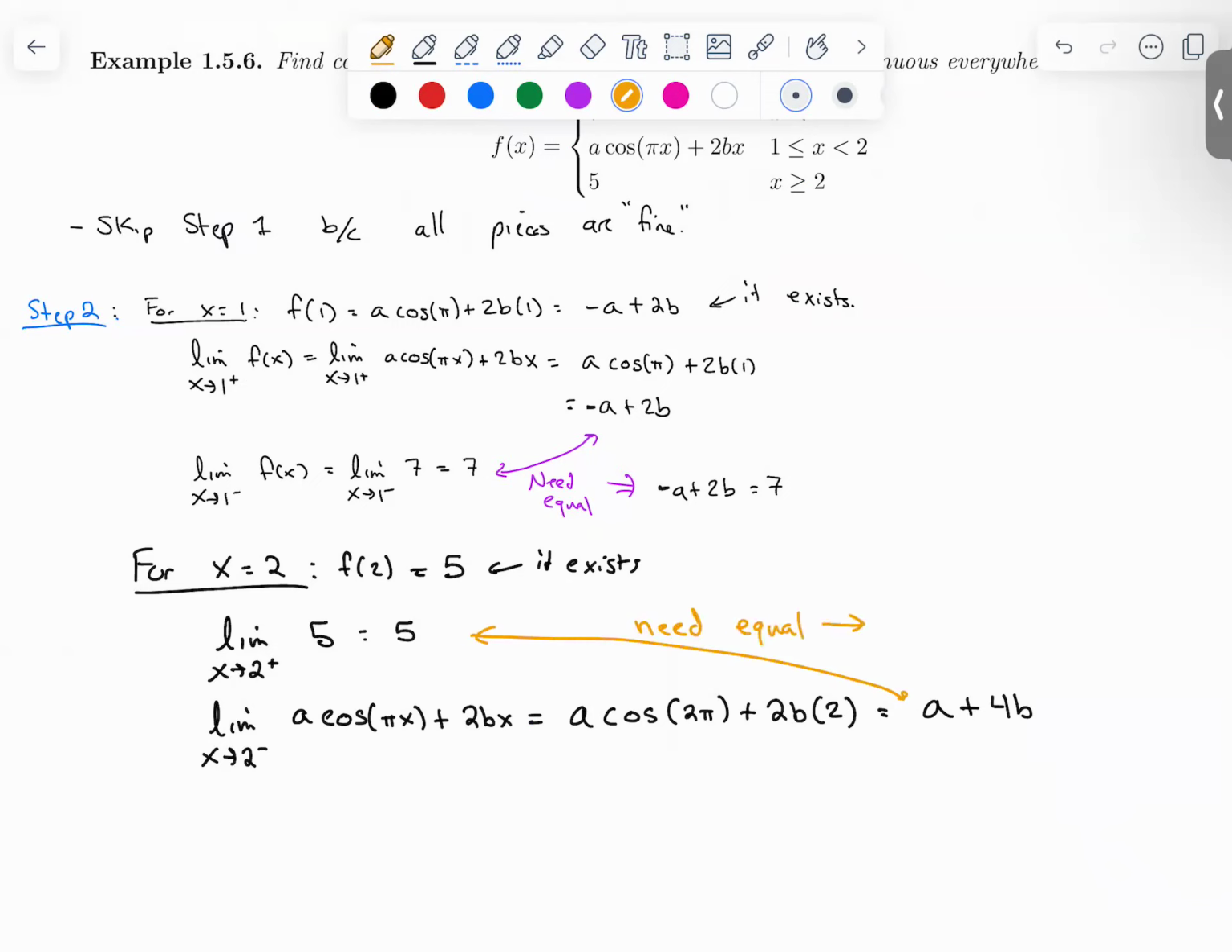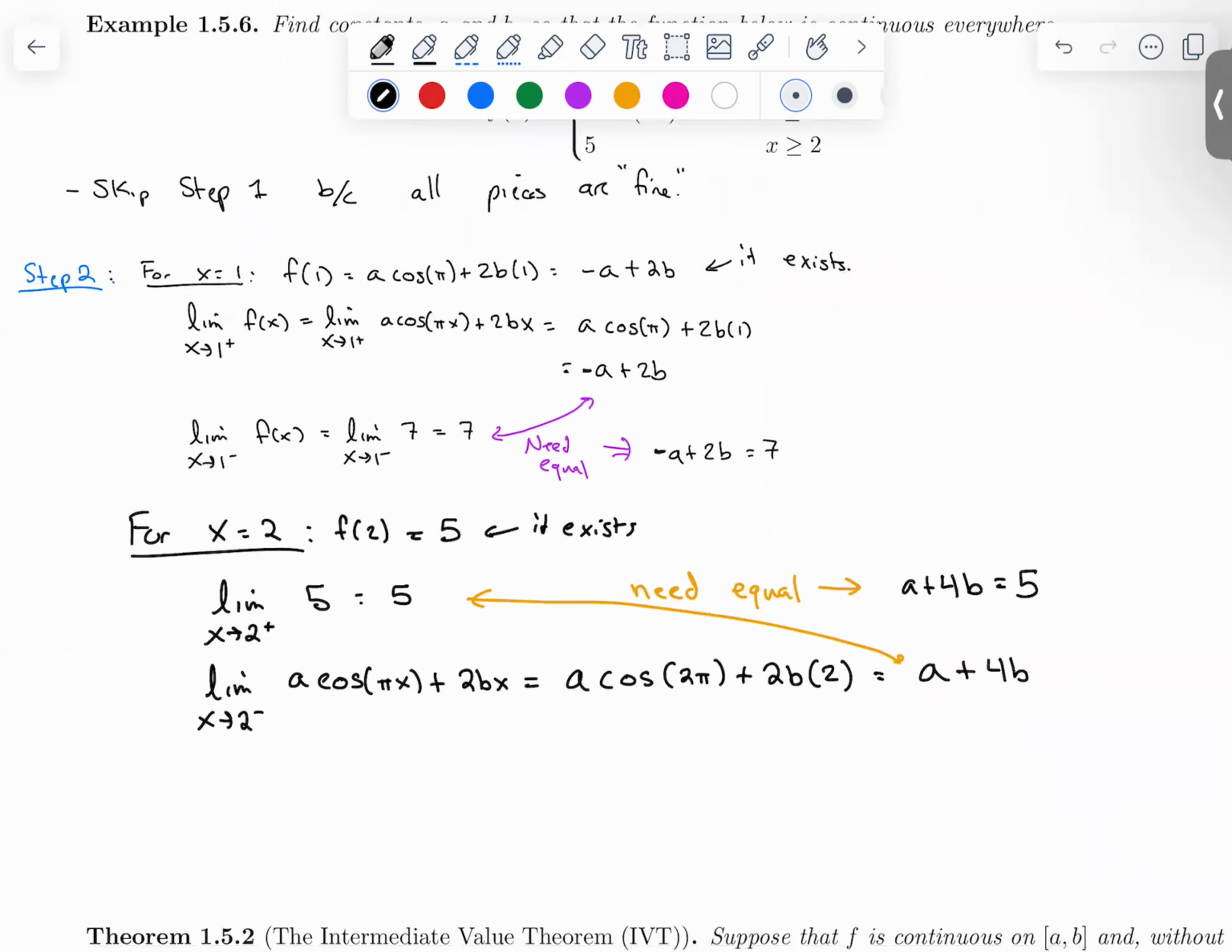So we have a plus 4b is equal to 5. Oh no, I got another one that I can't solve because it's got 2 variables. Yeah, if you're just looking at one equation, but we've got a system of equations. We've got negative a plus 2b is equal to 7, and a plus 4b is equal to 5. That's a system of equations.